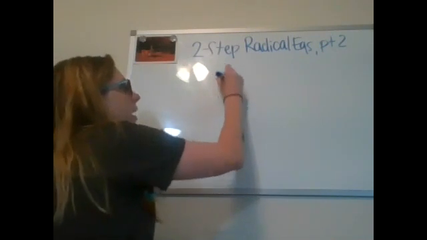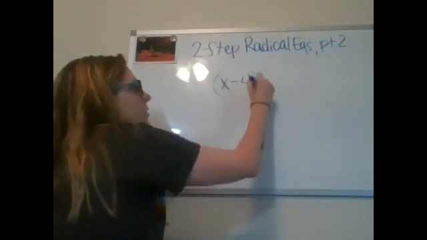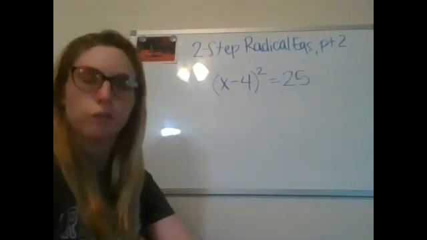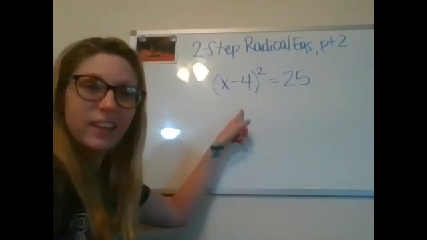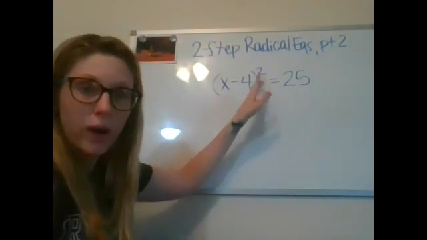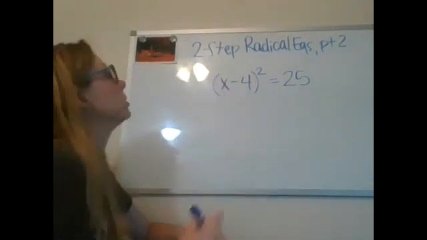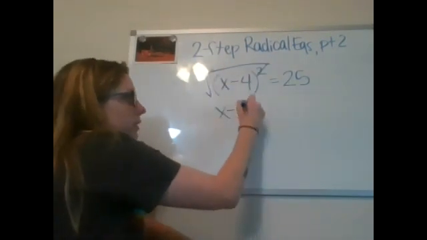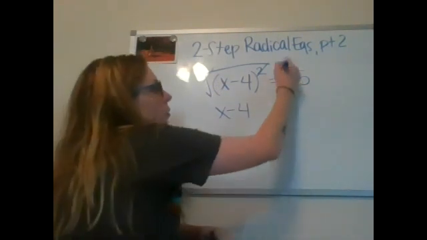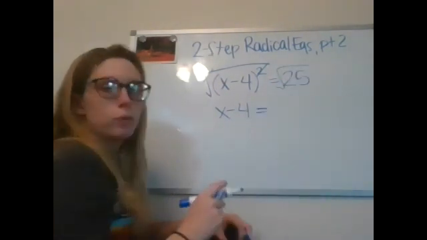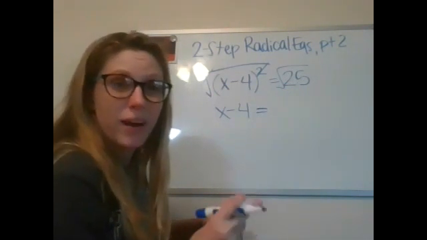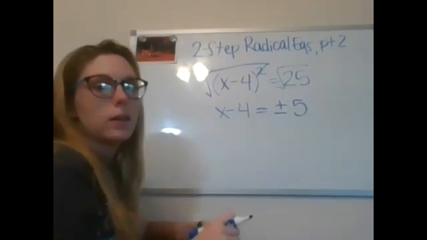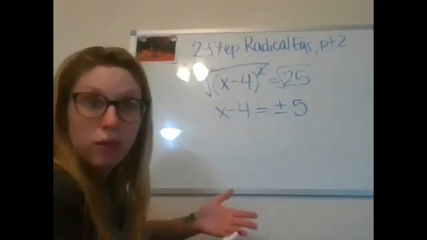Let's say I have x minus 4, in parentheses, squared, equals 25. First step, because this is inside the function, and it's a square, the opposite of a square is a square root. So we're going to take the square root on this side, cancel those out, we're left with x minus 4. Then take the square root on this side. Square root of 25 is positive or negative 5. So we write positive or negative 5. All right, so now we have to look at both answers.